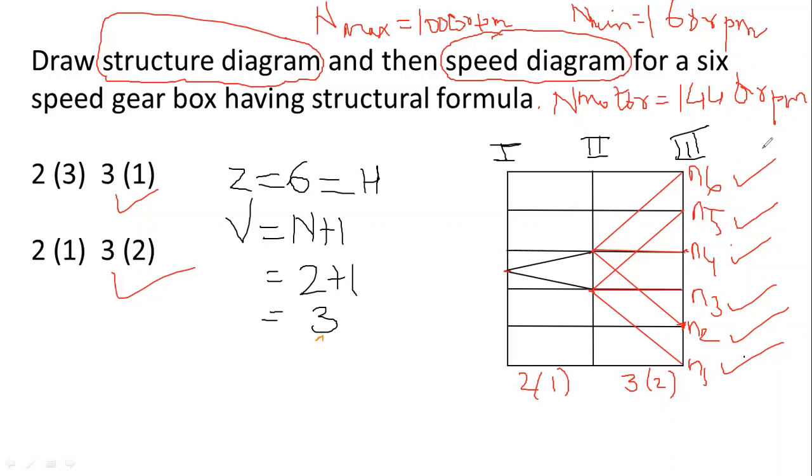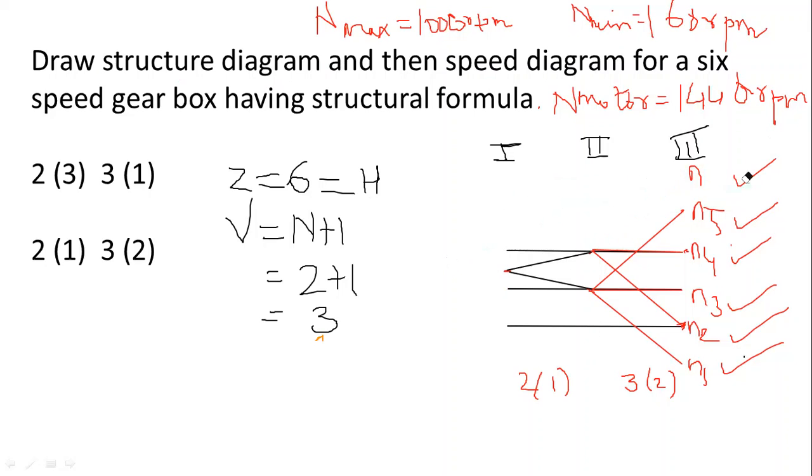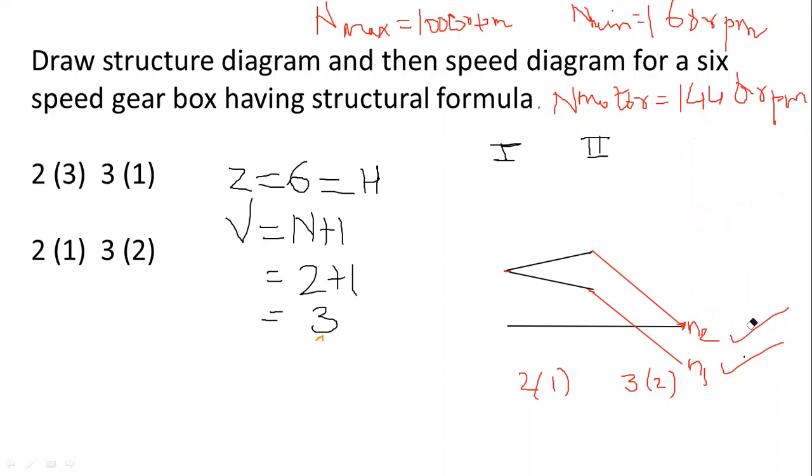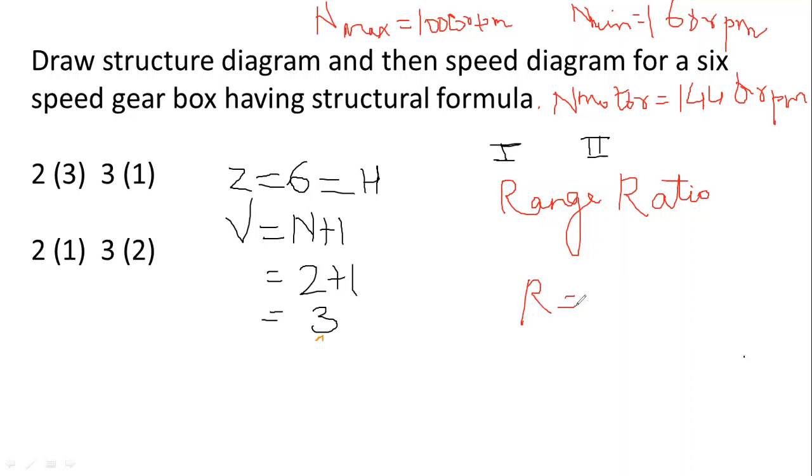Only if maximum speed, minimum speed and motor speeds are given, only then you would be able to draw your speed diagram. Otherwise, it's not possible to draw your speed diagram. So let us start. Now I'm erasing the structure diagram, but we will come back to that while we do the comparison, right? Now, what calculation do you need to do first? The first calculation when you start is you have to calculate the range ratio, right? So what is the range ratio? Range ratio, capital R, is maximum speed upon your minimum speed.